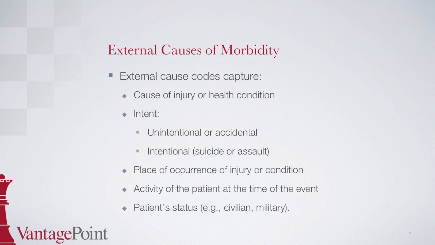The external cause codes are intended to provide data for injury research and evaluation of injury prevention strategies. They capture how the injury or health condition happened, which is the cause; the intent, which is unintentional or accidental or intentional, such as suicide or assault; the place where the event occurred; the activity of the patient at the time of the event; and the person's status, such as civilian versus military.